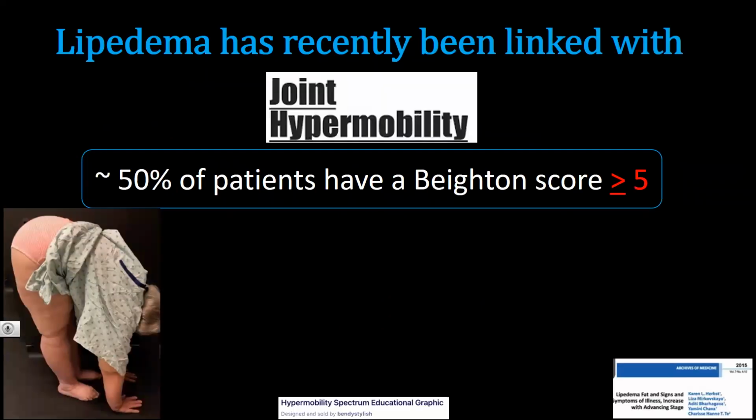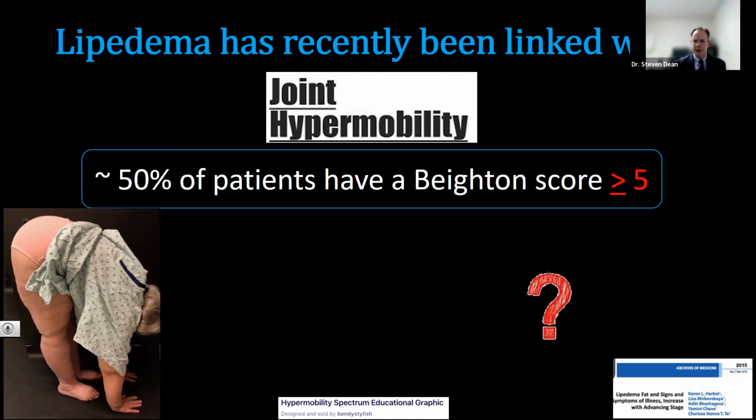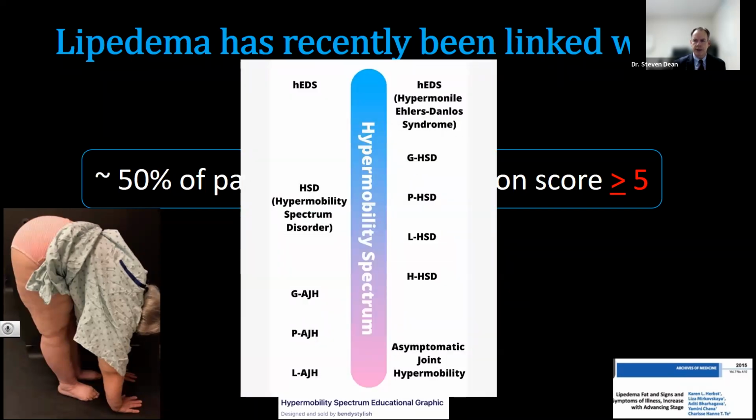Now, we've alluded to this in the first slide that lipedema has been linked to joint hypermobility. In fact, in Dr. Karen Herbst's landmark article she published back in 2015, she identified that half of her patients had a Beighton score, a pathologic hypermobility score of 5 or greater. Now, why are we talking about this in the setting of orthostatic edema? Well, as I also referred to in that first consensus statement, 1.1, lipedema is a connective tissue disease. What other connective tissue disease is out there that's associated with joint hypermobility? Well, the hypermobility spectrum disorders.